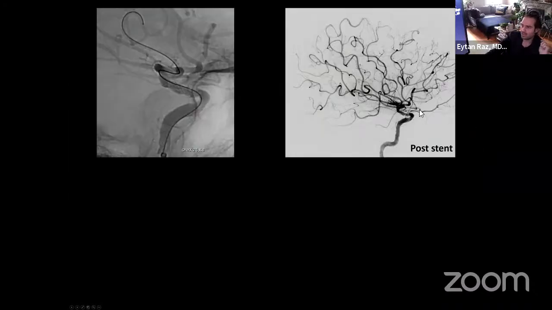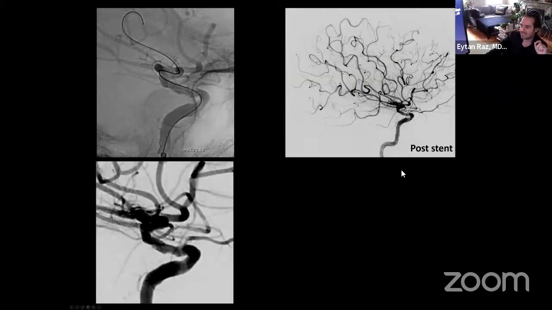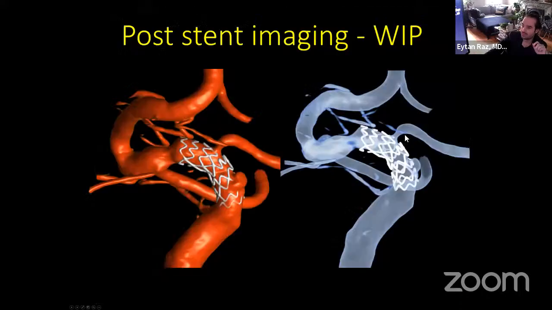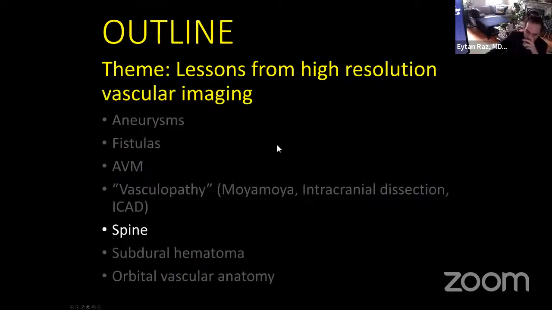And this is after the stent, very good flow now. This is how it was before, this is how it is now. Post-stent imaging, this is another case. We're working on trying to get the best possible images that show both the stent, the metal, and the vessel. These are work in progress.